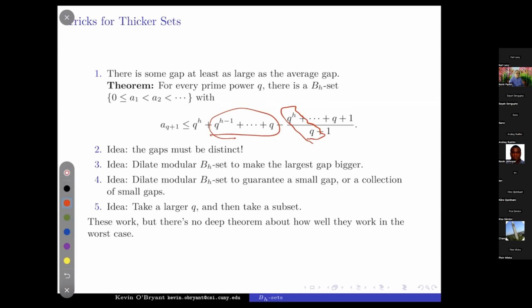Another idea that bears fruit is maybe the first prime power isn't the best one. Maybe you keep going and get another prime power that's even bigger, and you have to throw out even more elements, but you end up with something that's thicker. Computationally, these are all meaningful, important ideas, but there's no theorem that says how these things work in general. People have tried, including me, and it's a hard nut to say what dilating these sets actually looks like.